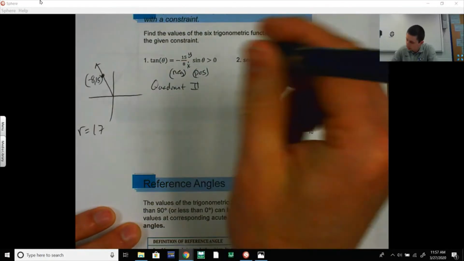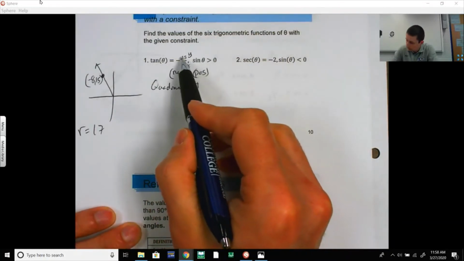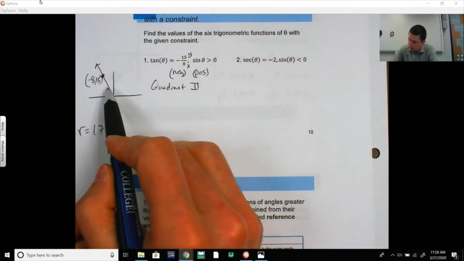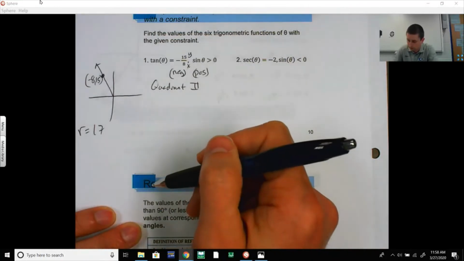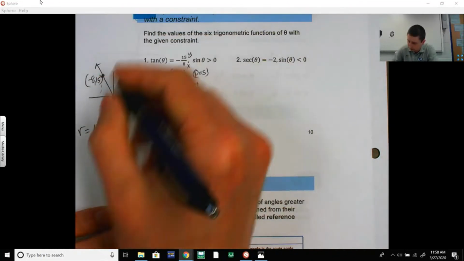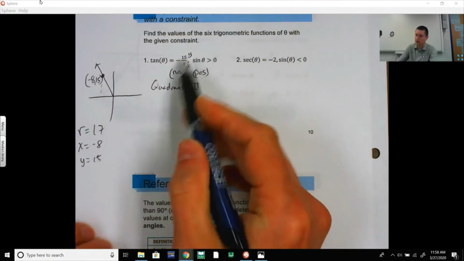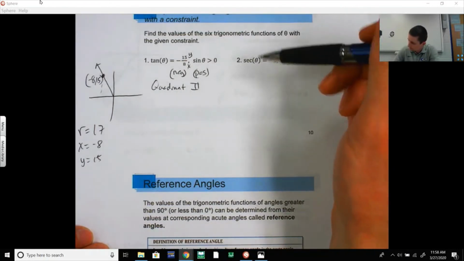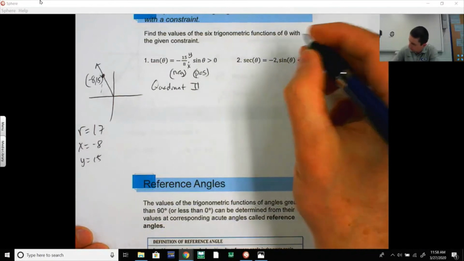Okay, so tangent of theta is y over x. So y is 15. X is going to be the -8 because we're in quadrant 2. We know that x is negative. So r is 17. Then you can find the rest of those sine values, because you have your x equals -8 and your y equals 15. So the main thing here is figuring out what quadrant you're in and which x and y values we have here. Okay, and so then you can fill in the rest. I won't do that right now.